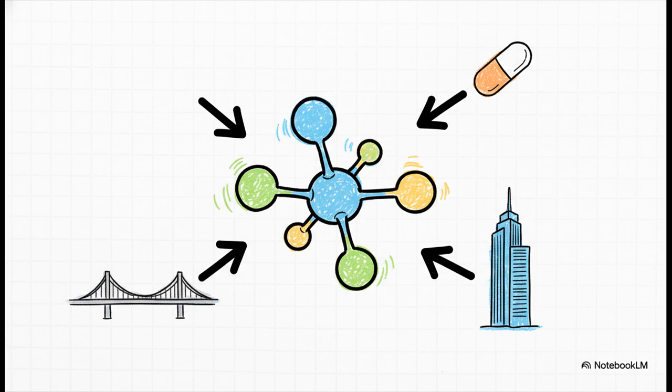From designing a life-saving drug that fits like a perfect key into a viral enzyme, to creating a new material strong enough for space travel, understanding that 3D structure isn't just some academic exercise. It's the blueprint for the future. And it all starts with asking one simple question. How are the atoms put together?